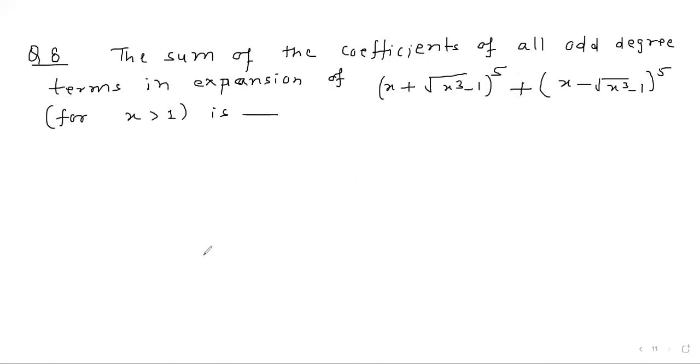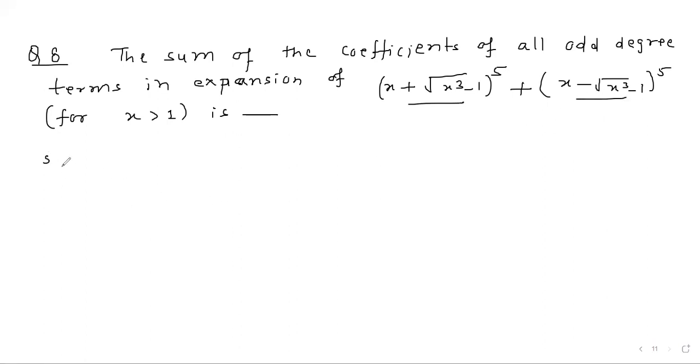Now let's consider the last question. The sum of the coefficients of all odd degree terms in the expansion of (x plus square root of x cube minus 1) whole power 5 plus (x minus square root of x cube minus 1) whole power 5, for x greater than 1, is. So let's consider the solution. So we can expand the two expressions.